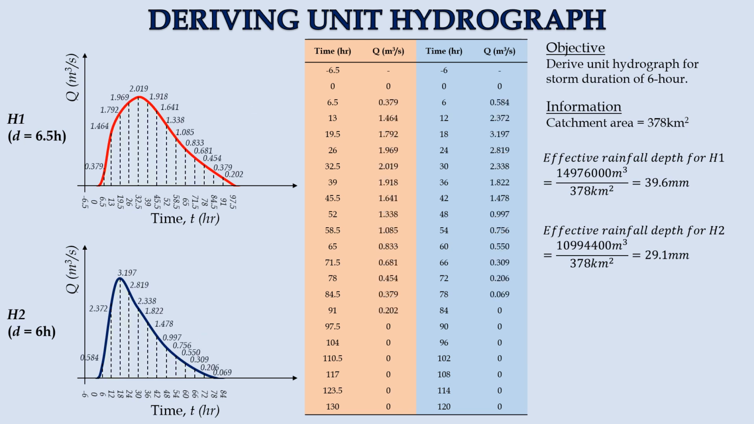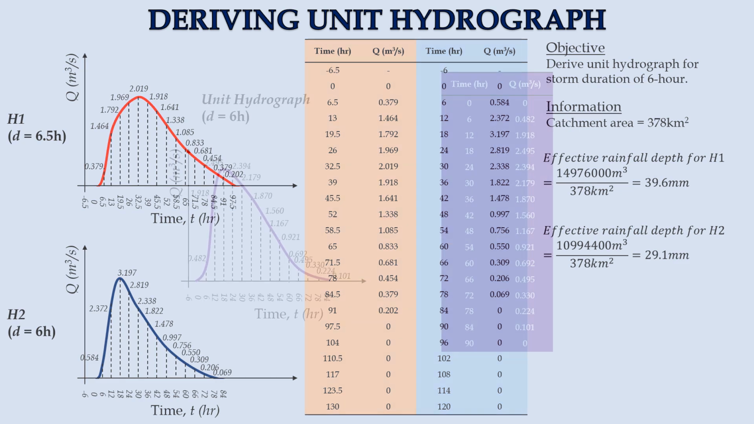respectively. Then, we proceed with scaling down the ordinates of those hydrographs with the respective rainfall depth. For instance, hydrograph H1 resulted from 39.6 mm of rainfall excess. Therefore, we would divide the ordinates by 39.6 mm to produce its own unit hydrograph. For H2, the factor should be 29.1 mm instead.